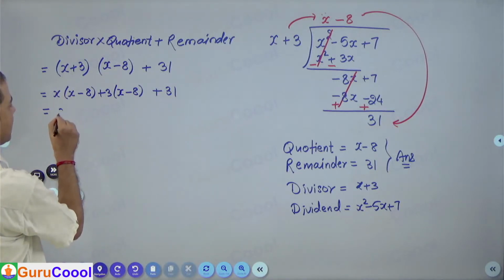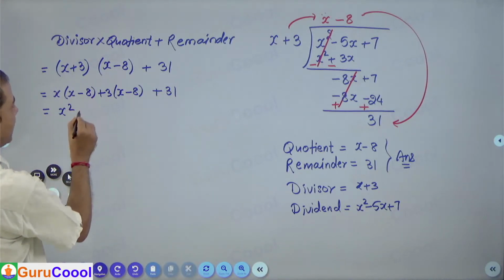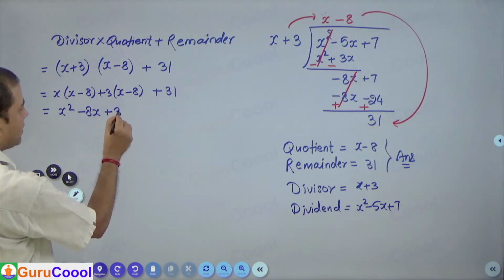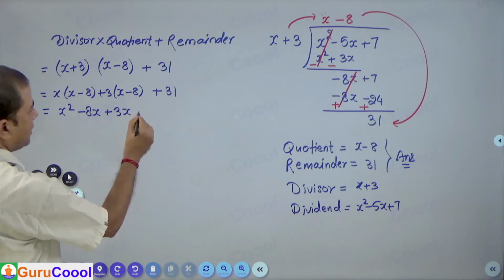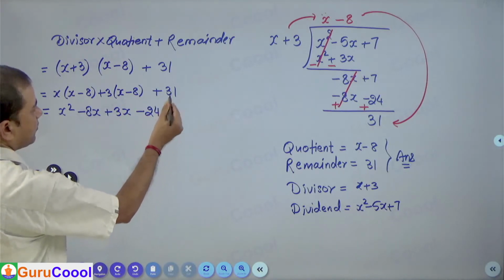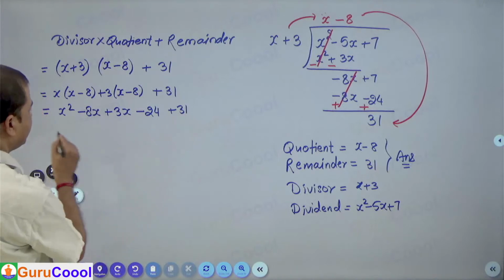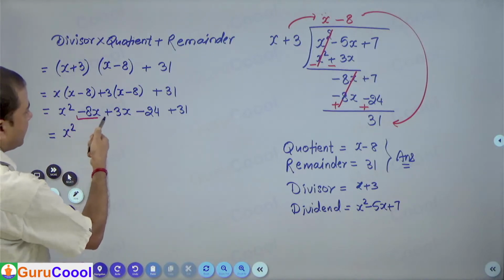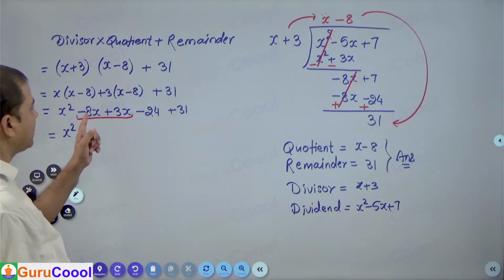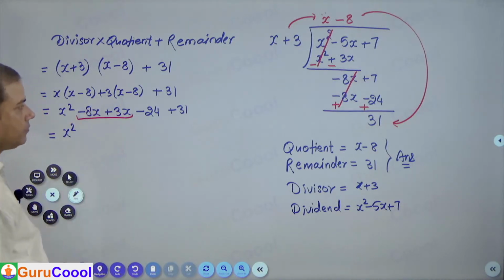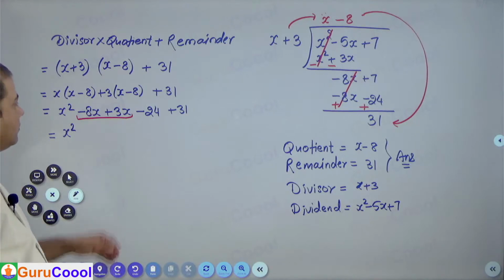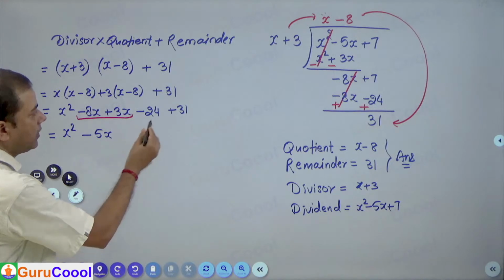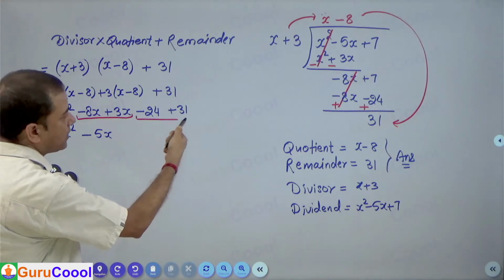x into x, x square, x into minus 8, minus 8x, then plus 3 into x, plus 3x, plus 3 into minus 8, minus 24, and then plus 31. x square is the first term. Let us combine the like terms together. What is minus 8x plus 3x? Minus 5x right here. And then what is minus 24 plus 31?